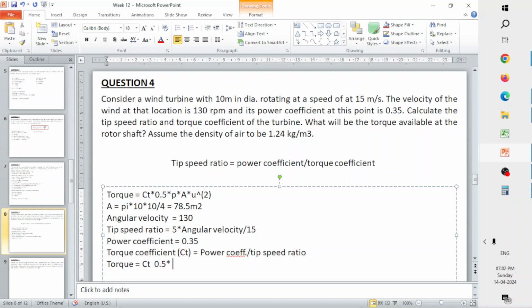0.5, rho you know as 1.24, and A you know as 78.5, U is 15 meters square, so 15 times 15. So once you do this, you will be able to calculate torque as Newton meter. I mean, you can get the value of torque.